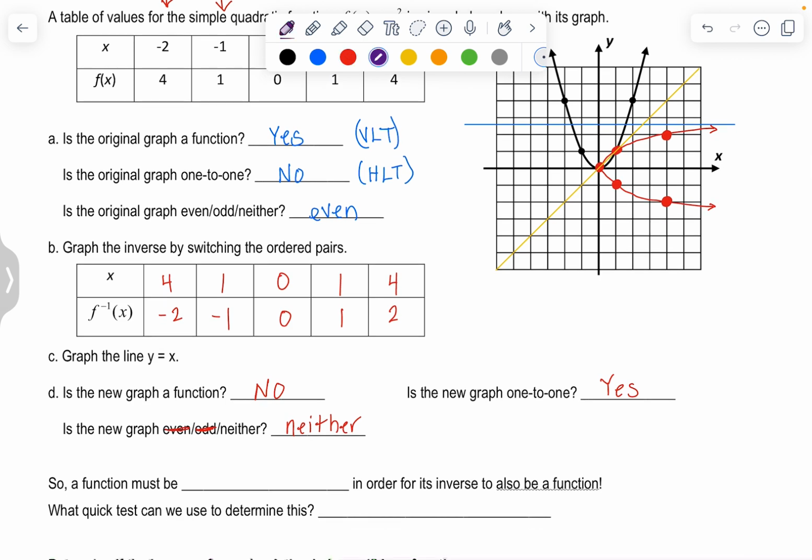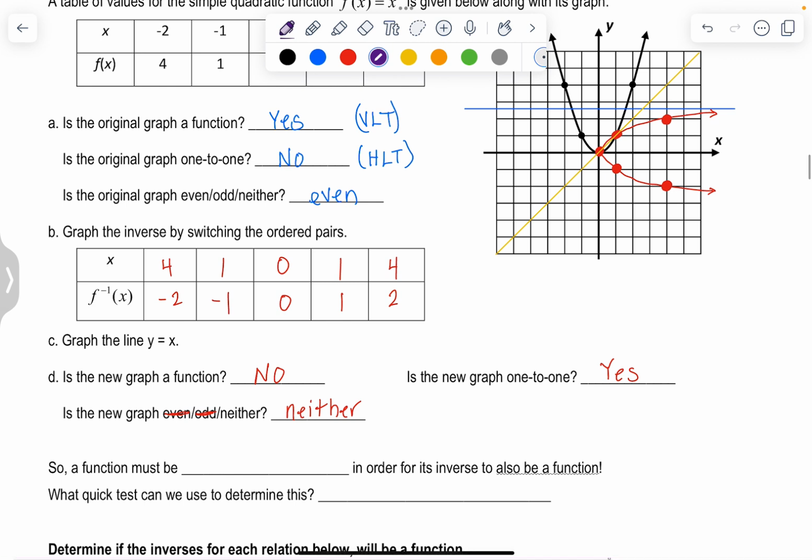So what does that mean as a rule? That means a function must be one to one. It must pass the horizontal line test. If it passes the horizontal line test, then its inverse will pass the vertical line test.